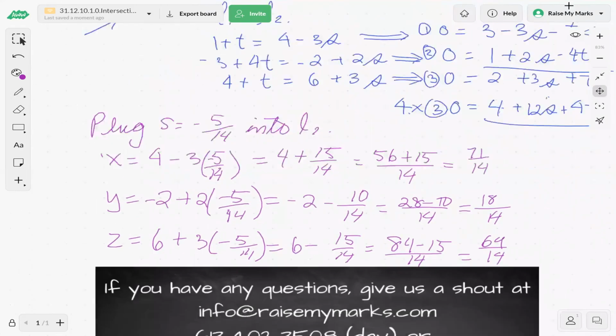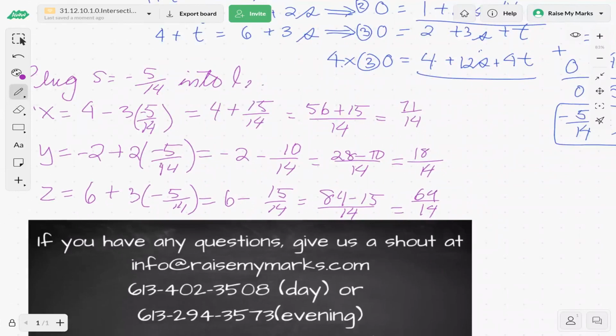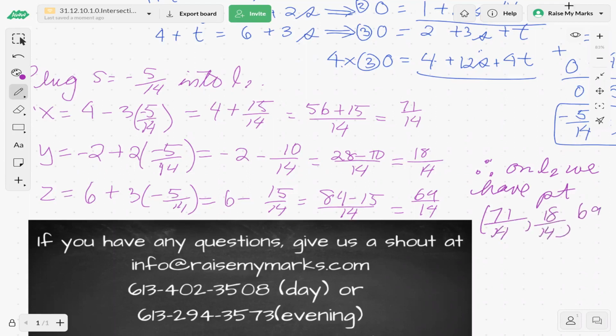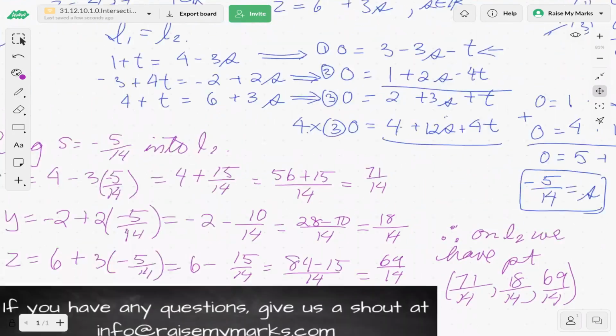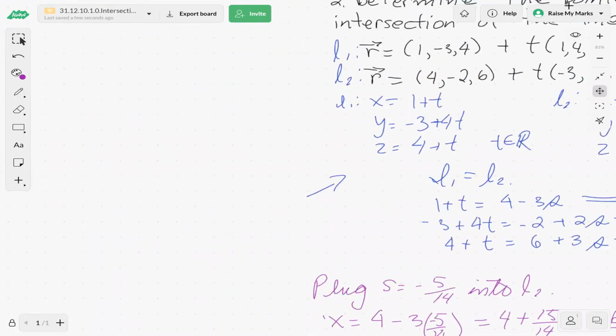All right, so an equation on line 2, rather, our point is 71 over 14, 18 over 14, and 69 over 14. Okay. Now, what is our t value? Our t value is 57 over 14. I don't believe that's going to work.